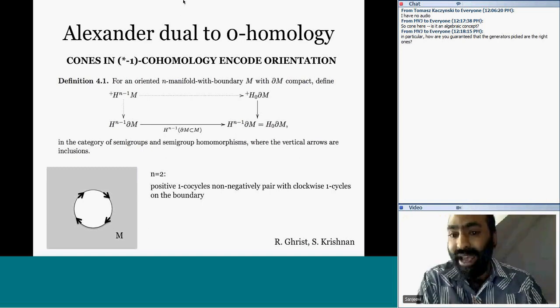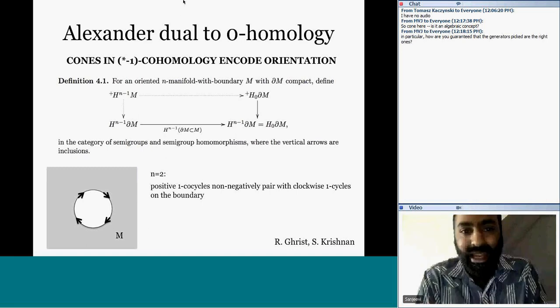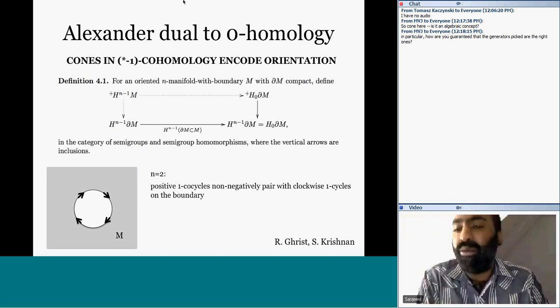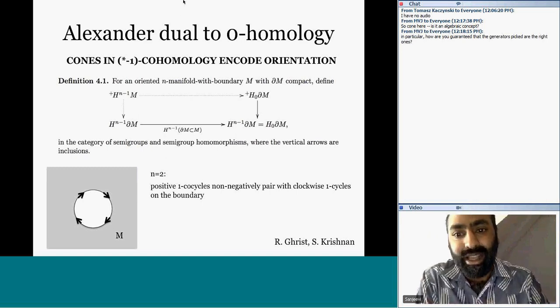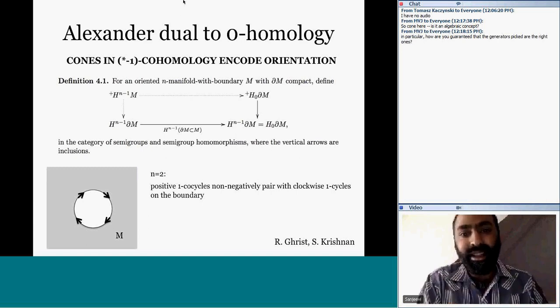Well, you have to posit that there's enough structure on your space. So we're going to look at oriented n-manifolds with boundary, such that the boundary is compact. And it's a certain pullback, but in words, the cone that we want to define on the n-1st cohomology of this manifold is just all n-1 cohomology classes which, when restricted to the boundary, go in the same direction as the orientation on the boundary.